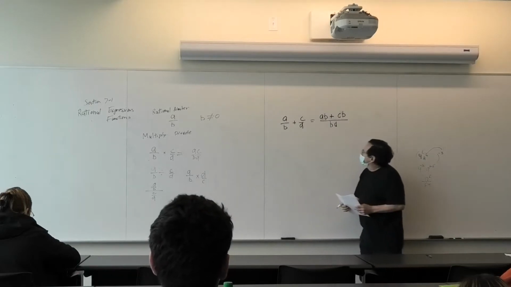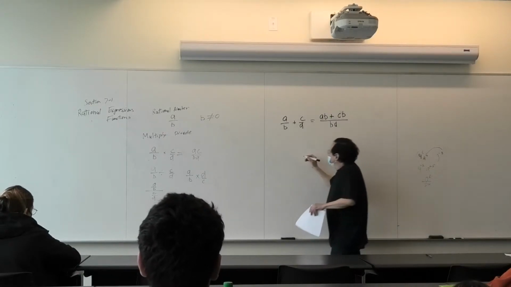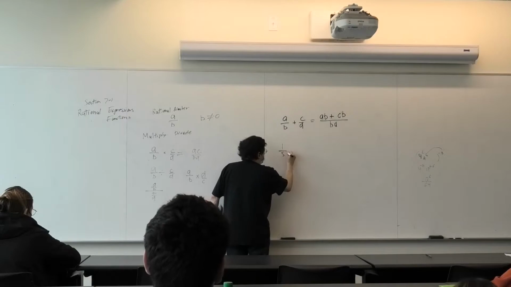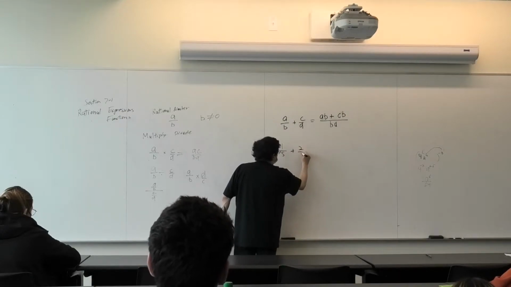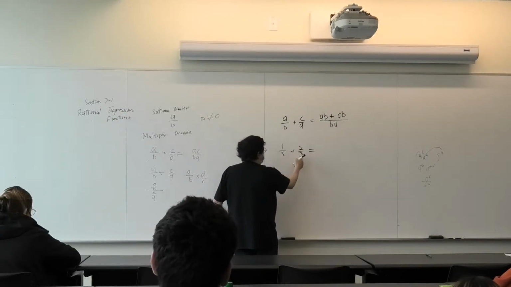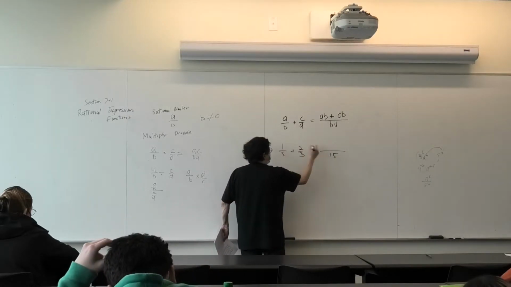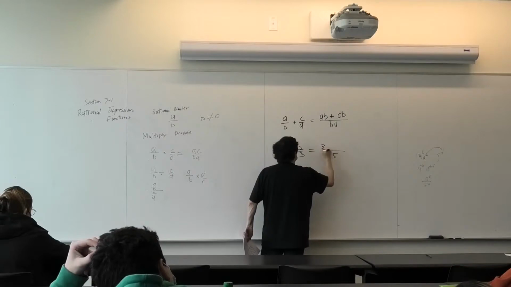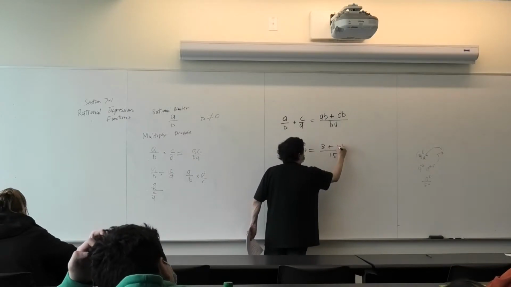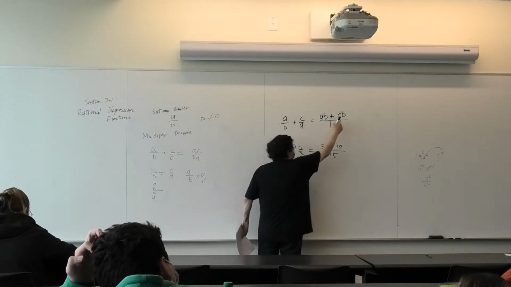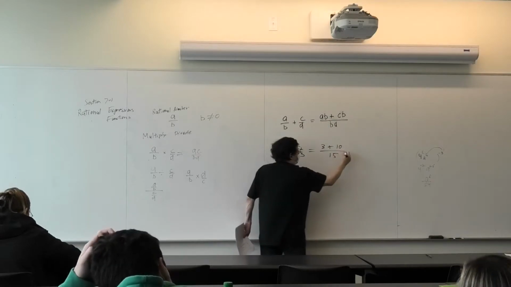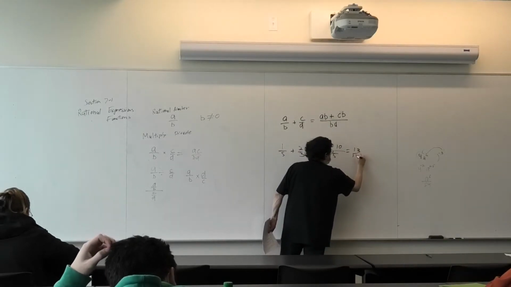All right? So, as an example, 1/5 plus 2/3, well, 5 times 3 is 15. 3 times 1 is 3, and 5 times 2 is 10. That's my ad and my cb, and I get 13 over 15.